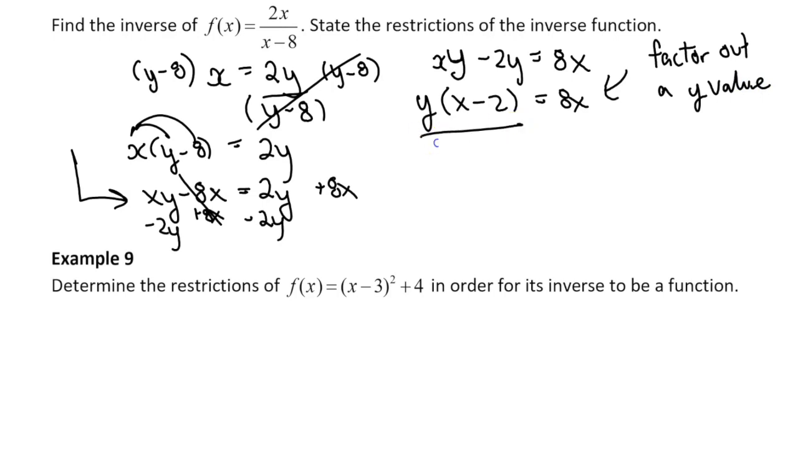So now if I want to isolate for y, I just divide by x minus 2, and I have successfully gotten my inverse.